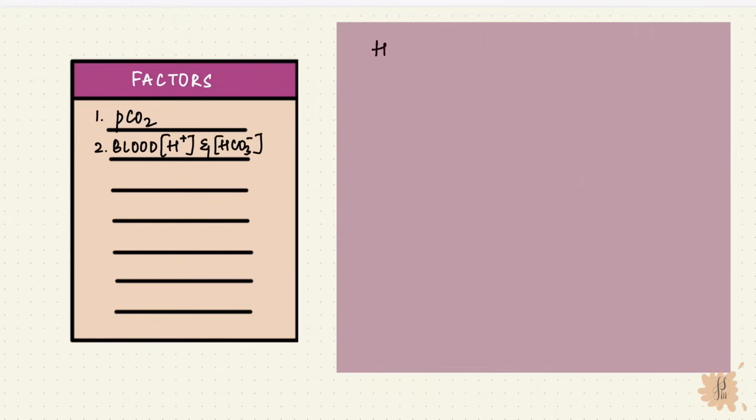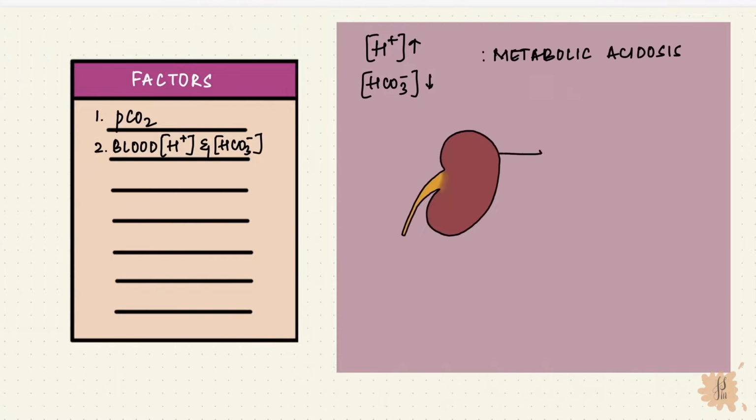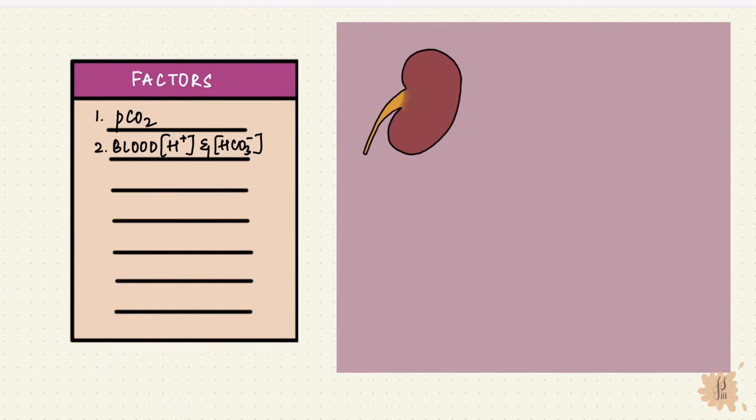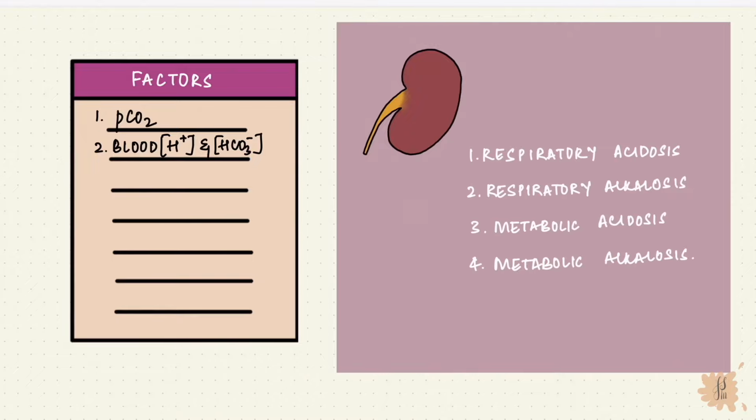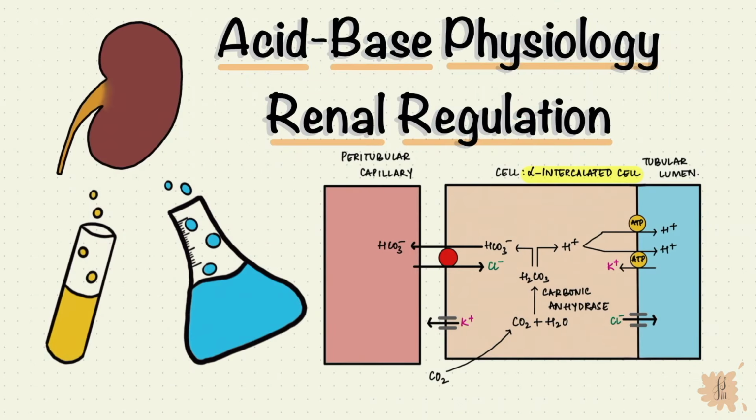If the blood hydrogen ion levels are high and the bicarb is low, like in metabolic acidosis, the kidney will compensate by removing the excess hydrogen ions and keeping more bicarbonate. And it does the opposite in metabolic alkalosis. So the kidneys can compensate for all four primary acid-base disturbances. And that is how the kidneys are responsible for acidification of urine and also regulate acid-base balance.